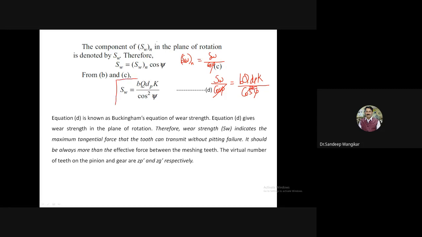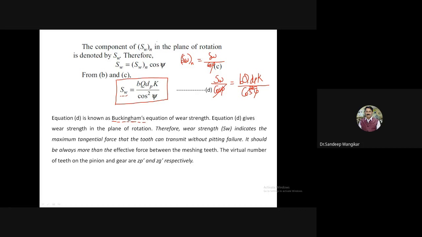Sw is equal to B Q dp K divided by cos square of psi. This is also known as Buckingham's equation for wear strength. It gives wear strength in the plane of rotation; it is not n, so it is mentioned as in the plane of rotation. Therefore, this wear strength indicates the maximum tangential force that the tooth can transmit without pitting failure.